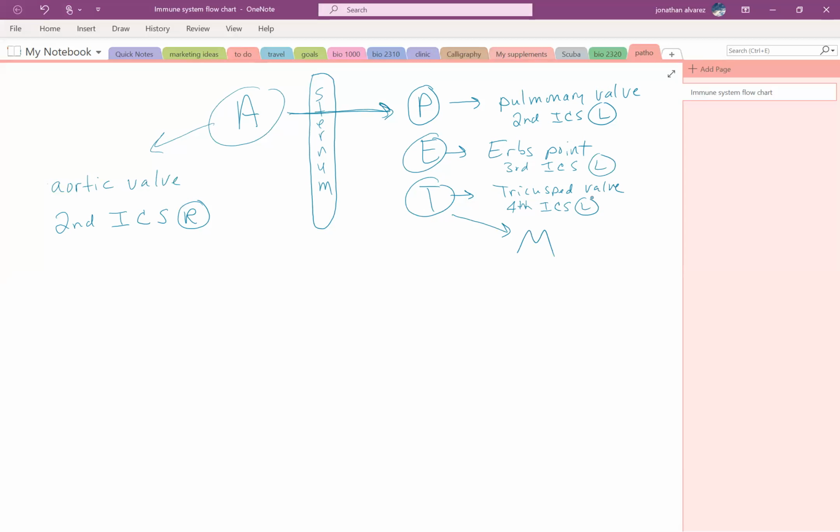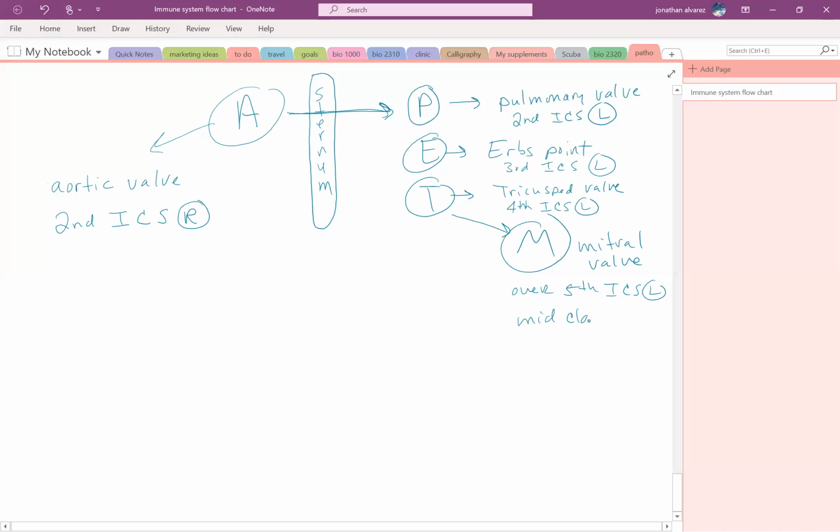Now, this next one's a little tricky, okay? And this is the mitral valve. And this is heard best. Here's the tricky part. This is heard best over the fifth intercostal space on the left, mid clavicular line.